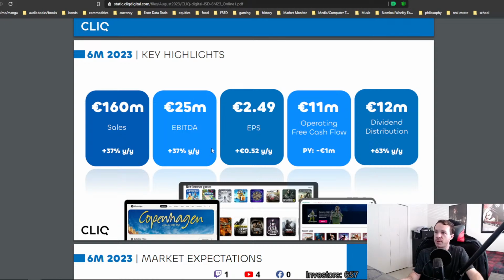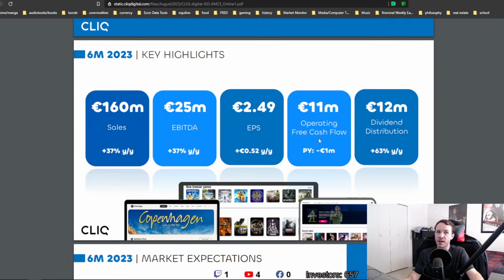25 million in EBITDA, up 37%. So good to see sales and EBITDA are up relatively in line with each other, so they don't have a crazy cost scaling to that. Although they do have some questions about their costs that are changing over time, but we'll get to that. Operating cash flows, the previous year it was in a loss, but it moved into positive territory. That's good.